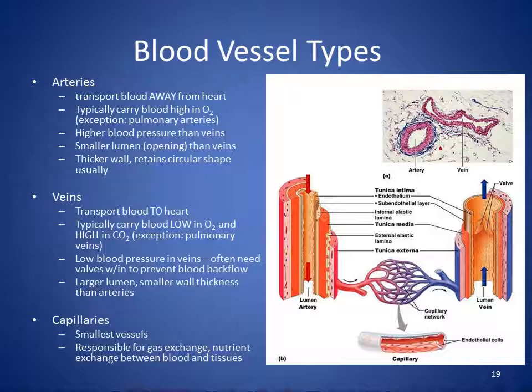Then we have the capillary network. These are the smallest of vessels. Within the capillary network is the area in which there is gas exchange and nutrient exchange between the blood and the tissues. Structures of the artery, layers of the veins, and the capillary network. And this is how an artery would look under the microscope, histologically, and a vein.